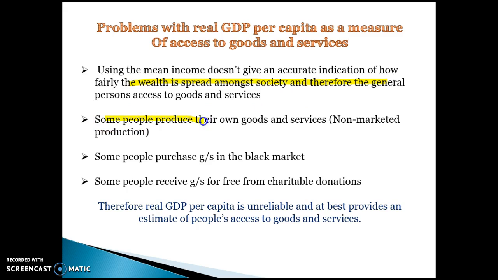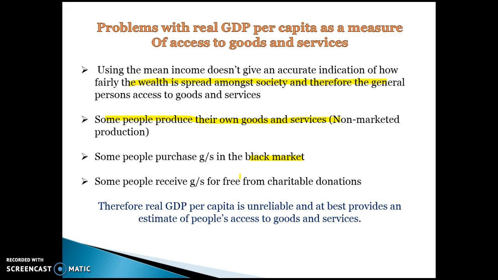Other weaknesses is that some people produce their own goods and services. So the people that grow their own fruit or grow their own produce are not included within economic activity because it's classified as non-marketed production, so that doesn't count in our GDP figures. Some people purchase goods and services in the black market, so a lot of people generate a high income, but they don't record that income because they might be selling illegal goods and services. Some people receive goods and services from charity, so their purchasing power might be quite high and they can afford to buy a fair few things, but because they're getting them for cheap or they're getting them for free from charities. So there's some weaknesses in terms of real GDP per capita as measuring our access to goods and services.